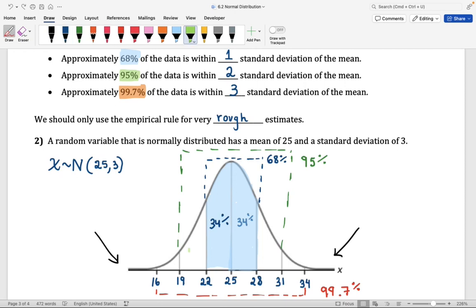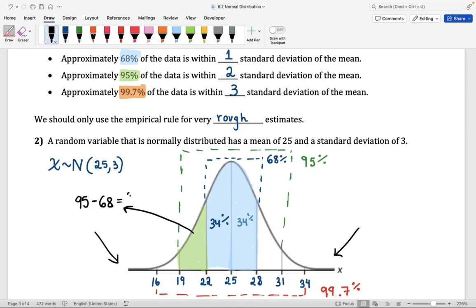Now, would you be able to tell me the area between 19 and 22? What is this area? This one's a little bit harder. If you know that the area between 19 and 31 is 95%, would you be able to tell me the area between 19 and 22? To find this area, we're going to say, well, take 95% and subtract 68.